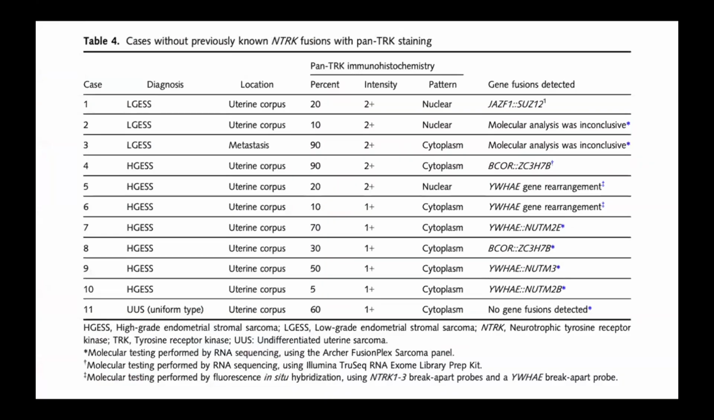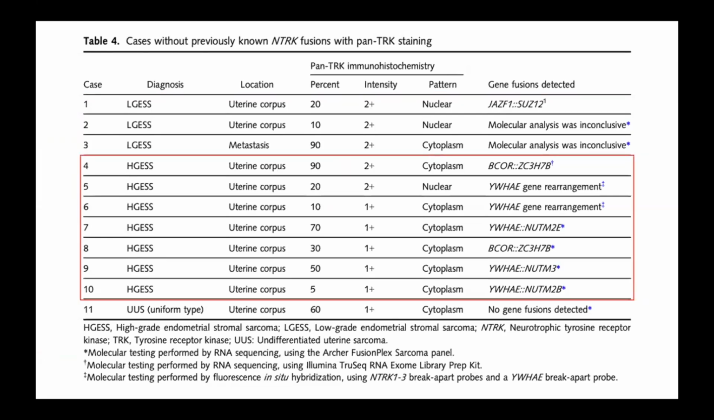This is the table showing those 11 tumours that didn't have a known NTRK fusion, but did have positive pan-Trk IHC. Out of the low-grade endometrial stromal sarcomas, you can see only one, the one that had 90% staining, would qualify as diffuse staining by this definition. The other two weren't diffuse, and none of them had strong 3+ staining.